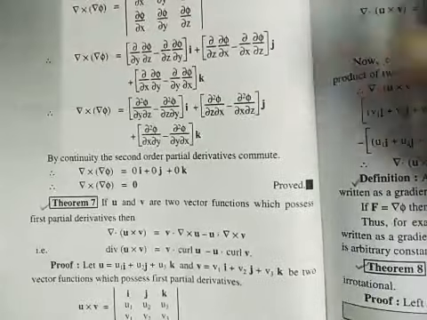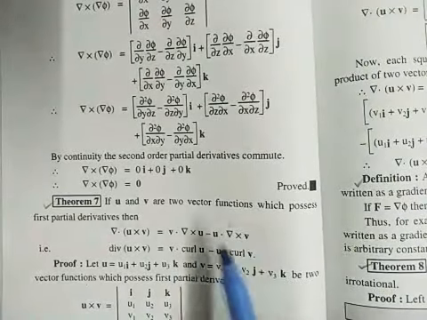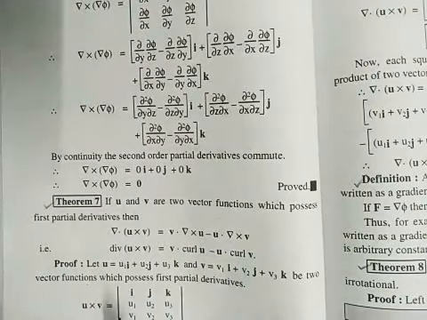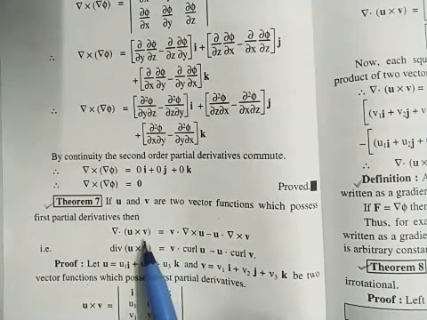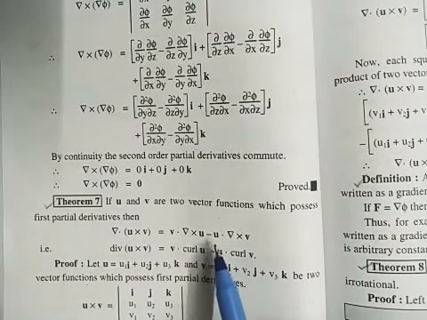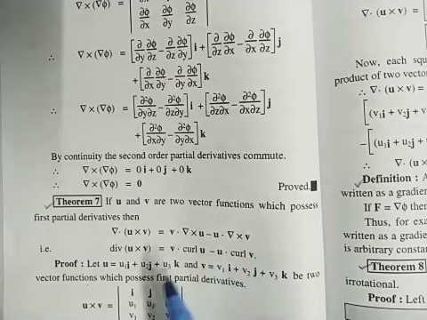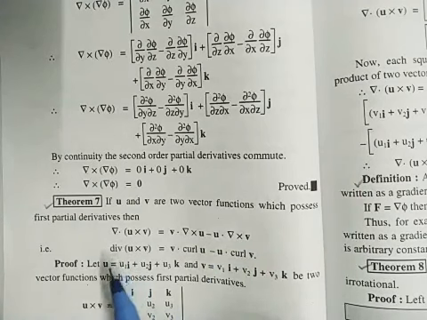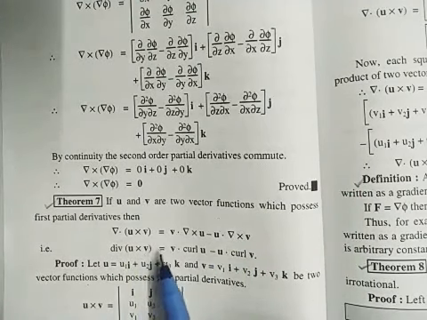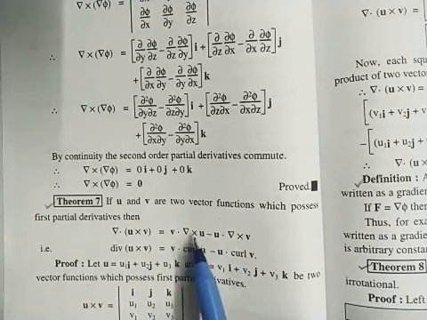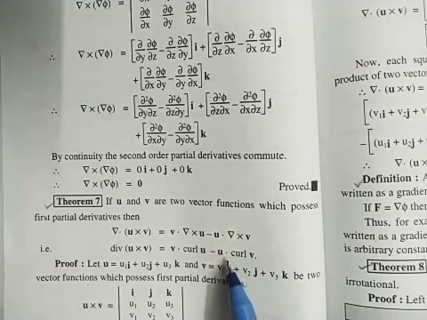Next is, if u and v are two vector functions which possess first partial derivatives, then del dot (u cross v) is v dot (del cross u) minus u dot (del cross v). That is, divergence of u cross v is equal to v dot curl of u minus u dot curl of v. Okay.